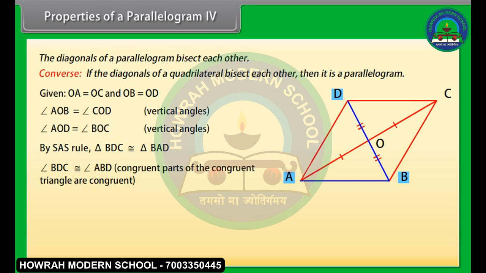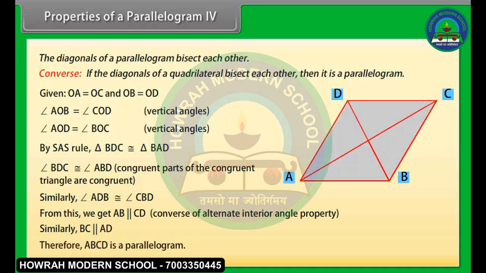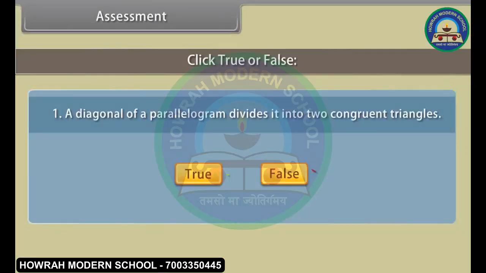Congruent parts of congruent triangles are congruent. Similarly, angle ADB is congruent to angle CBD. From this we get AB is parallel to CD. Similarly, BC is parallel to AD, using converse of alternate interior angle property. Therefore, ABCD is a parallelogram.